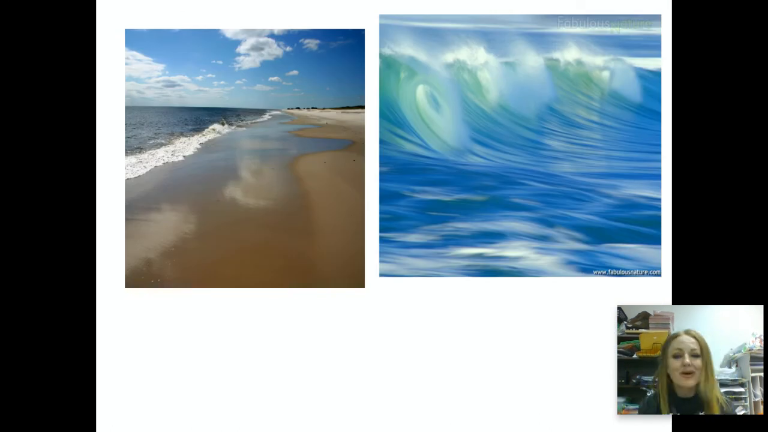Guess that source of water. If you said it was the ocean or the sea, you are correct. And if we see the sand, which is a type of soil that we've been learning about, that tells us we are near a beach or an ocean. An ocean is natural, it's part of the earth.